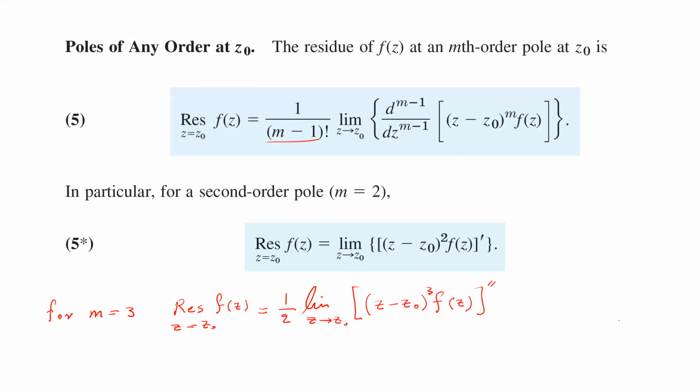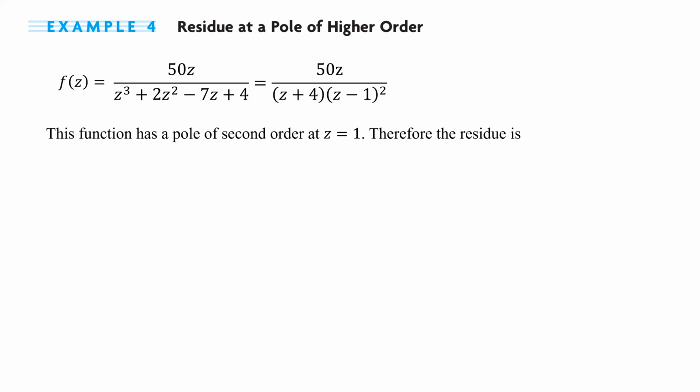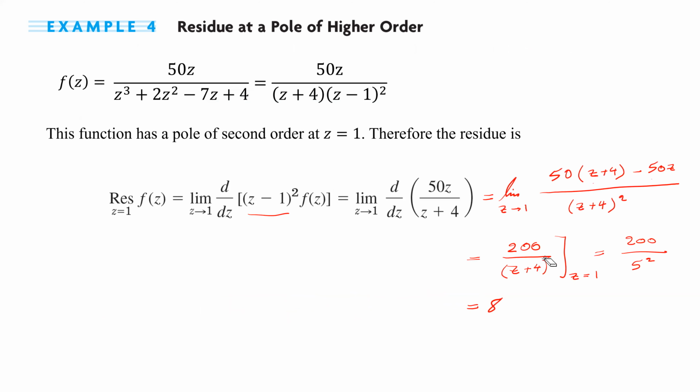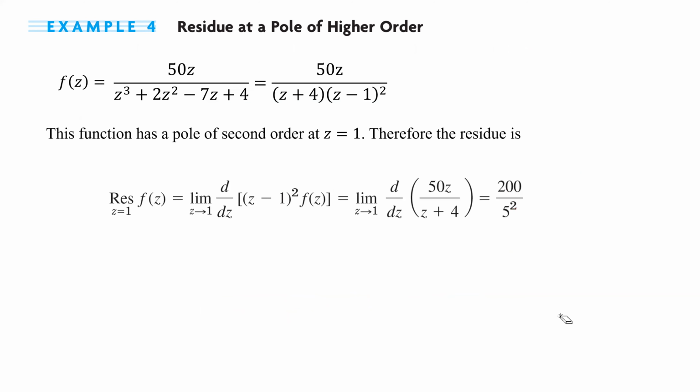Here, we have the m minus first derivative. So if m is equal to 2, we have only one derivative, right? If m is equal to 3, we have two derivatives, one less than the order. Okay. So okay, thank you. You're welcome. All right.